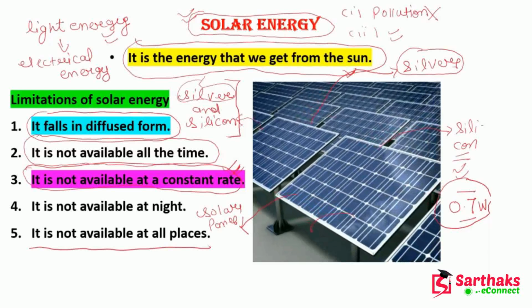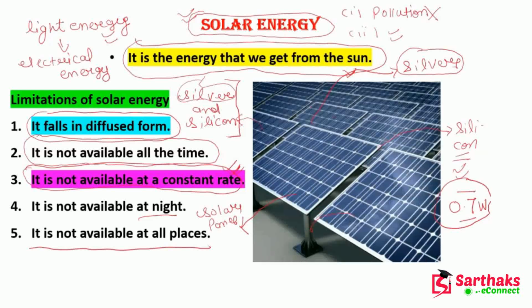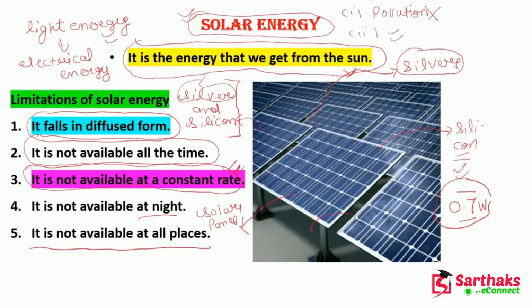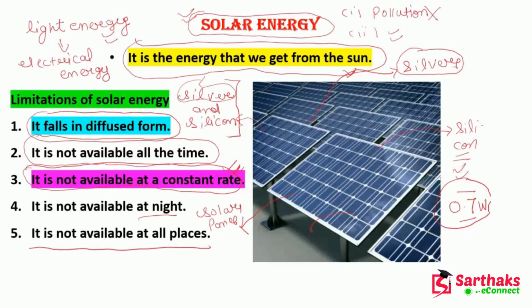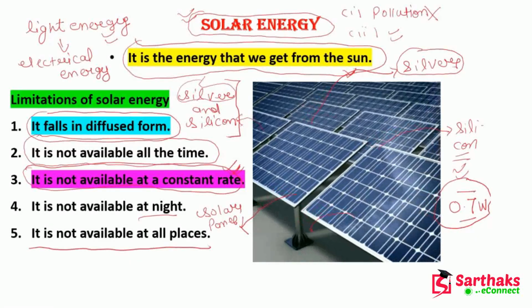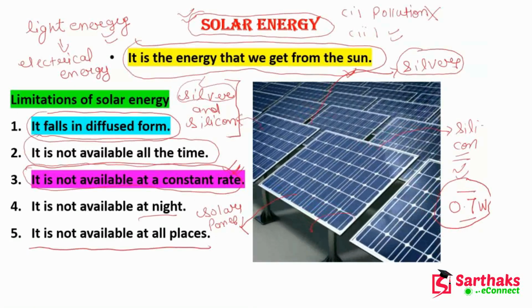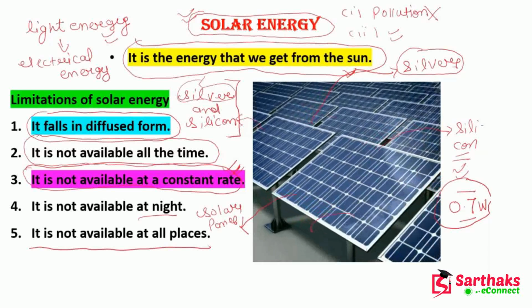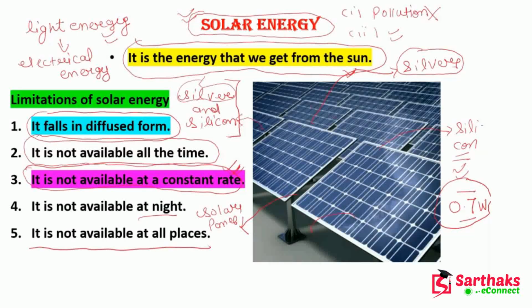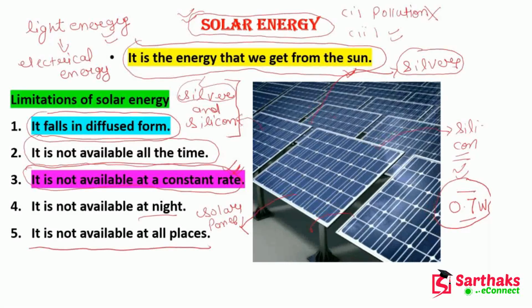The fourth disadvantage is that it is not available at night, I had already told you that. And it is also not available at all places. Okay, because we all know that not all places have sunshine, or sunshine as much as is needed to produce electricity. So I hope guys this point is clear to you.